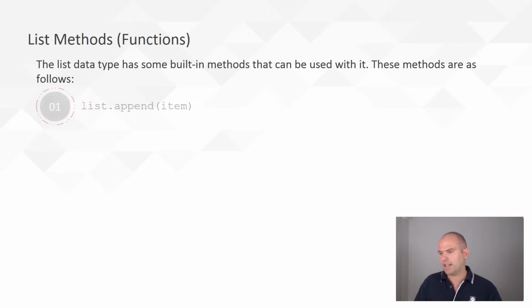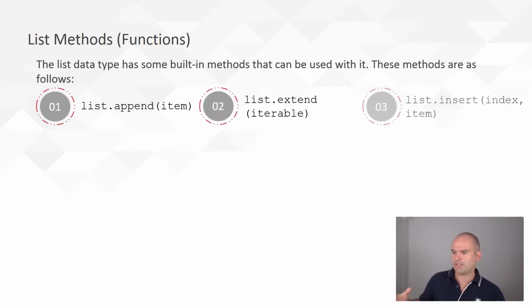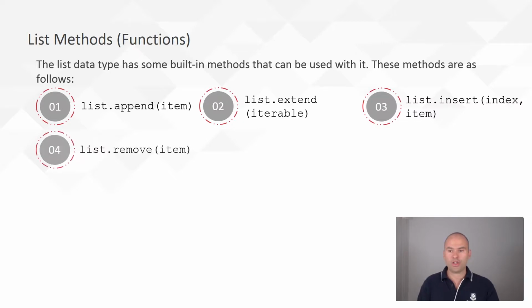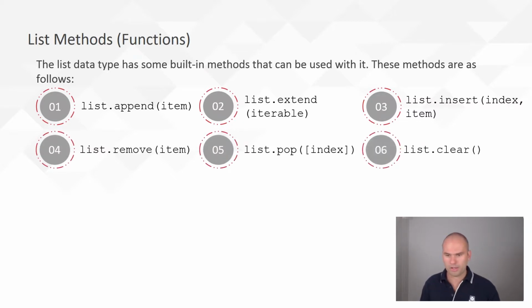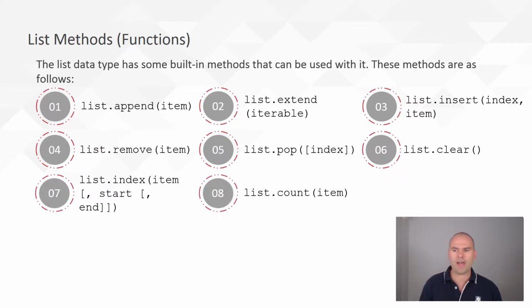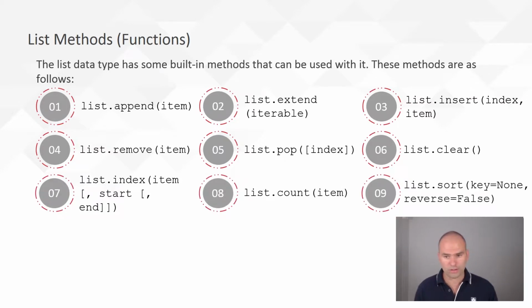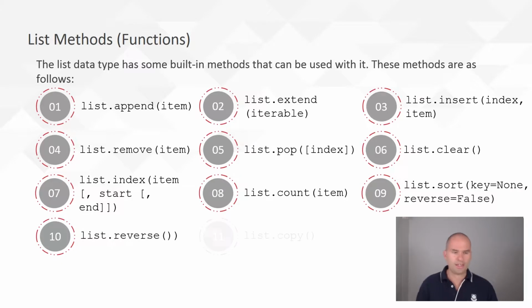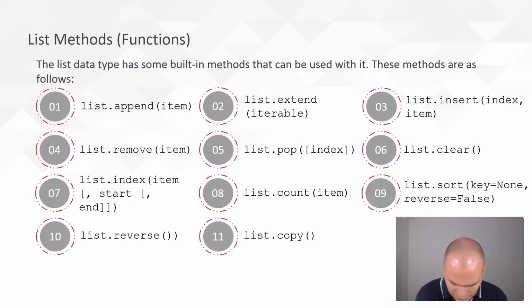They're as follows: list.append, list.extend, list.insert, list.remove, list.pop, list.clear, list.index, list.count, list.sort, list.reverse, and list.copy. Now, let's take a look at what these do, first in lecture and afterwards in code.